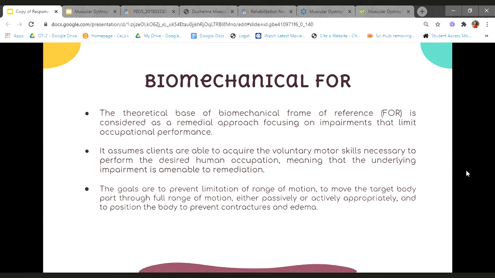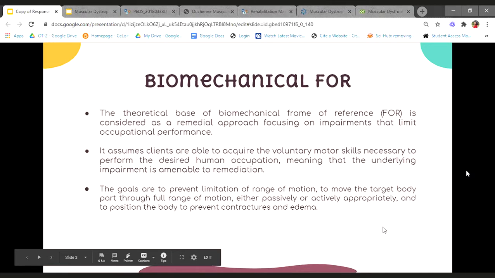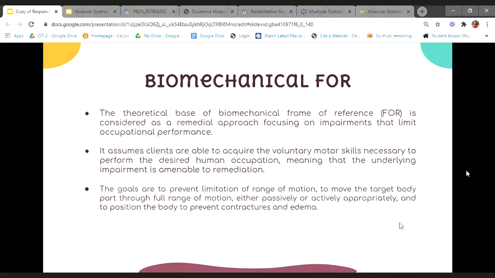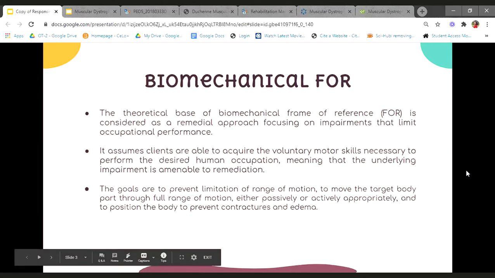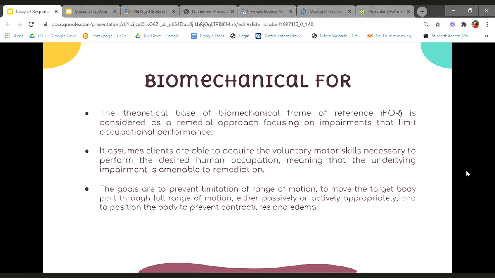So evaluation under this FOR includes performance components on movement, strength, endurance, and pain. The interventions associated with this FOR include ADL retraining, active assistive and passive range of motion exercises, and others. All of which aim to improve the underlying impairment and result in enhanced occupational performance in desired occupations. Next slide, please.